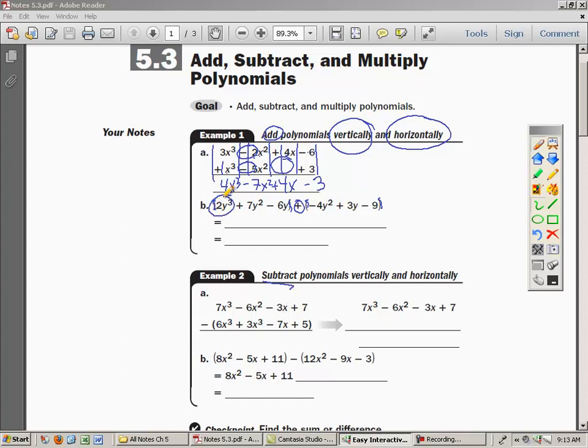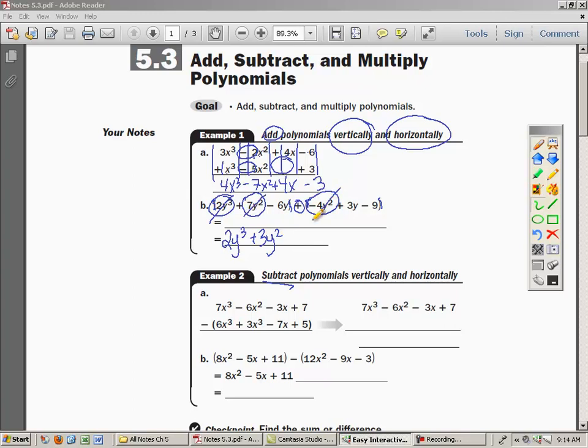The first thing I'm going to do is find all of the 2y to the thirds. In this case, there are no more 2y to the thirds, or any y to the thirds for that matter, so this is simply 2y to the third. Once I've done that, I'm going to cross it off so I'm not tempted to use it again. Now let's move to the next degree, y squared: 7y squared and negative 4y squared, which becomes plus 3y squared. Once again, I'm going to cross those off.